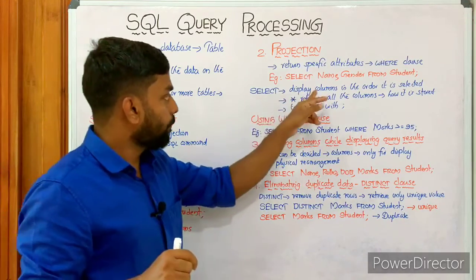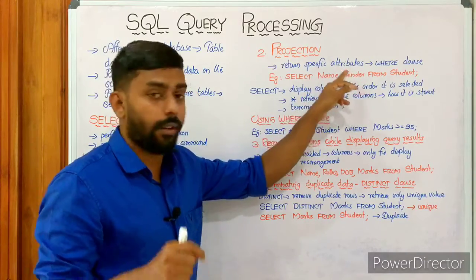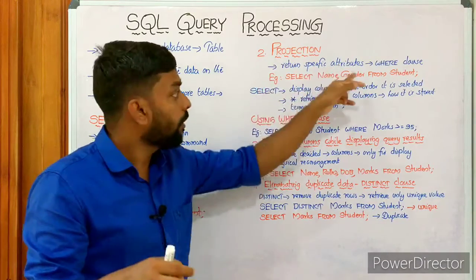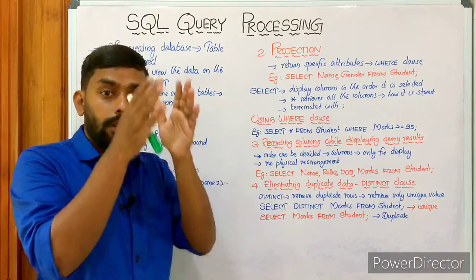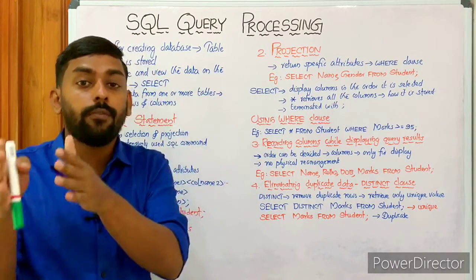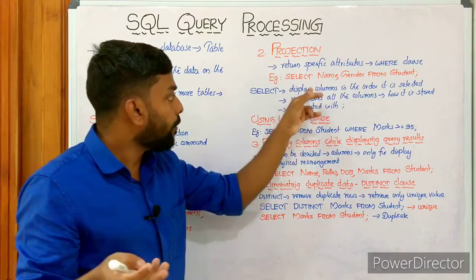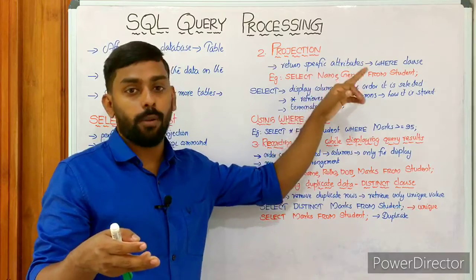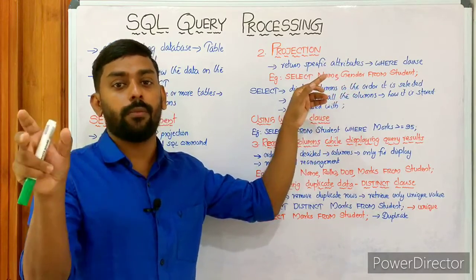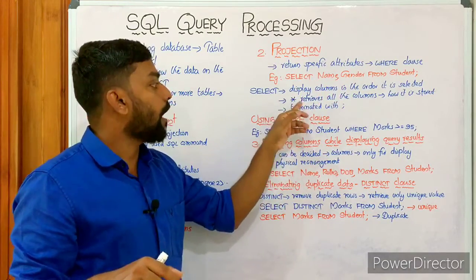So here the order is name comma gender. Suppose it is reversed, gender comma name. What happens? Gender will be the first column and name will be the second column. That means it displays columns in the order it is selected. We have selected name comma gender, so name will be the first column and gender will be the second column.